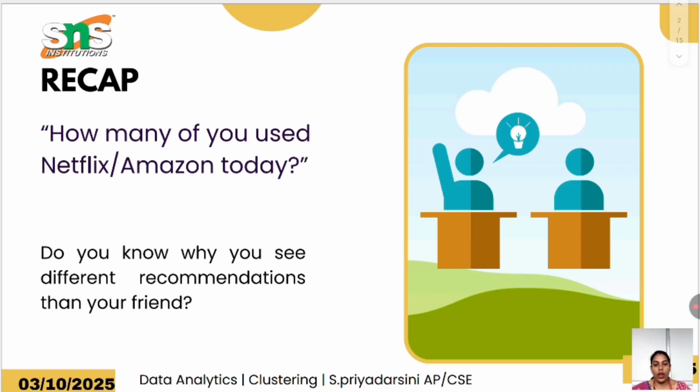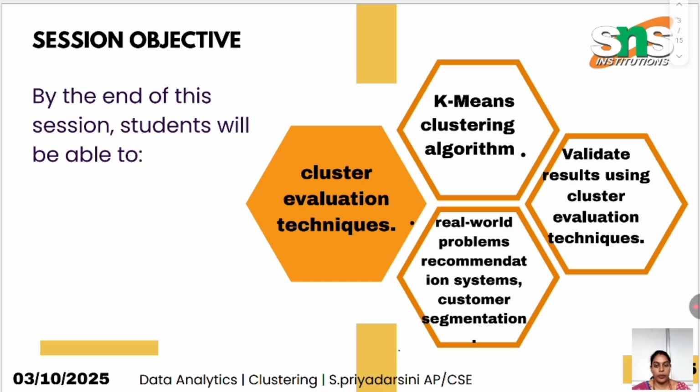How many of you have watched Netflix or shopped on Amazon recently? We have noticed that our recommendations are different from our friends. The recommendations are not the same for everyone. They will be different from one person to another. This is clustering in action. The system groups our users based on their behavior. Keep this in mind as we move to the next slide.